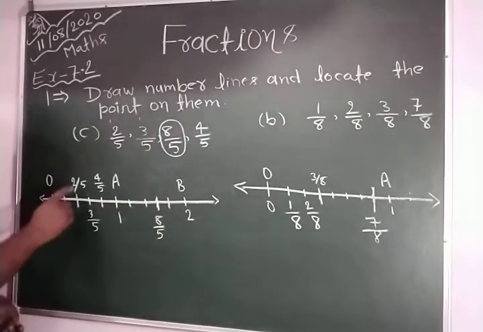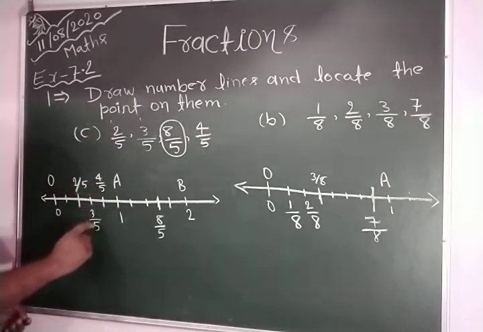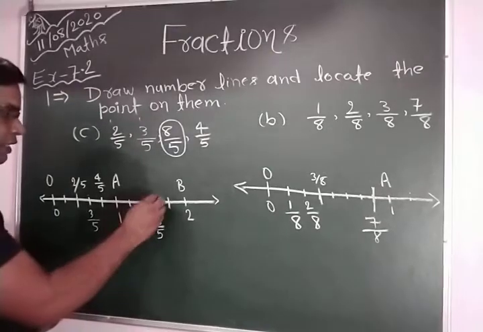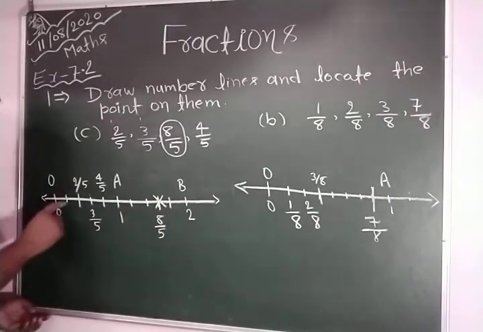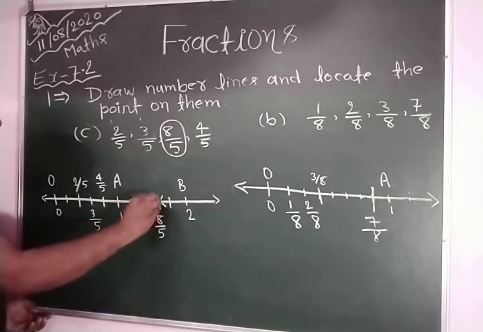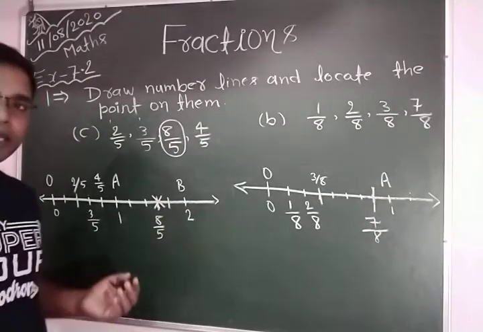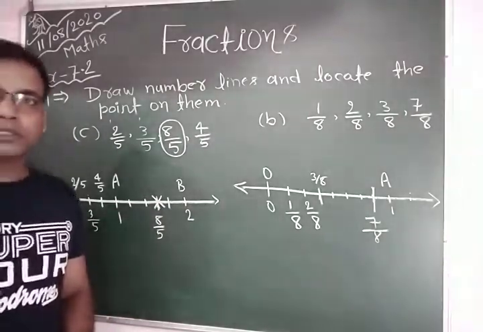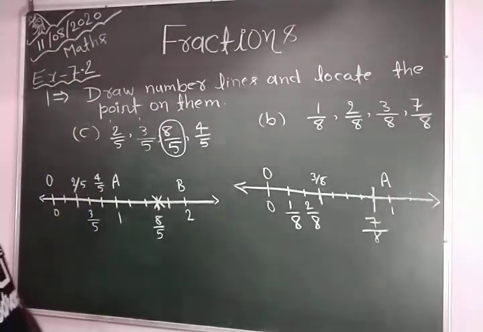Okay. So this is 2 by 5, this is 3 by 5, this is 4 by 5, and for 8 by 5, we count from here 1, 2, 3, 4, 5, 6, 7, 8. This is 8 by 5. Okay, this point represents 8 by 5. So students, I hope all of you understood how to plot the fraction on the number line.